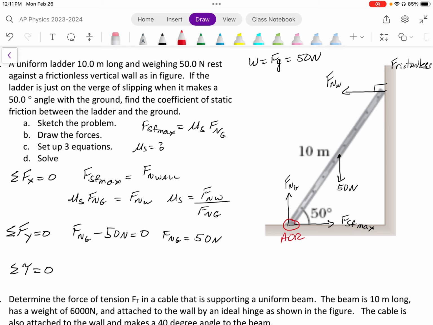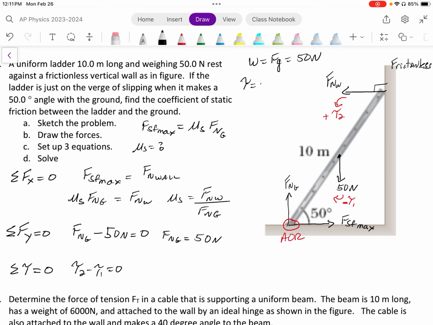Force normal from the ground through that axis of rotation does not create a torque. Force of static friction max, since it goes right through the axis of rotation, does not create a torque. So this 50 newtons will create a torque in the clockwise direction. I'll call that torque 1, and that'll be negative. This force normal from the wall, I'll call that torque 2, wants to create a counterclockwise rotation, so that's positive. So I'll say torque 2 minus torque 1 must be equal to 0.